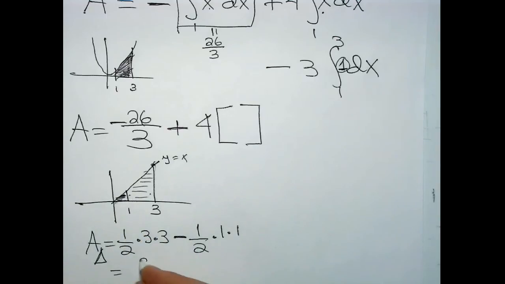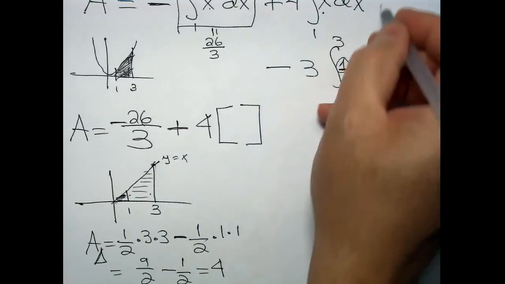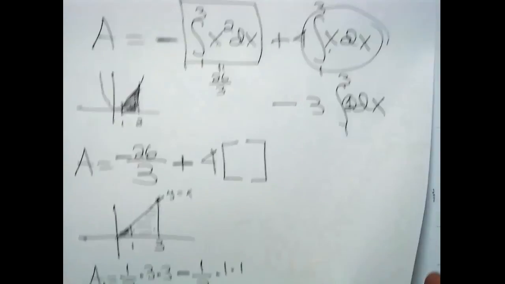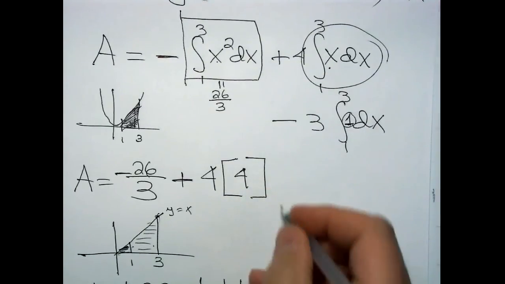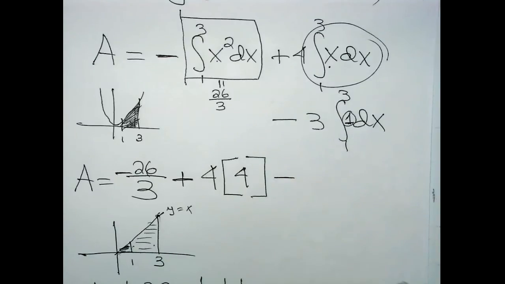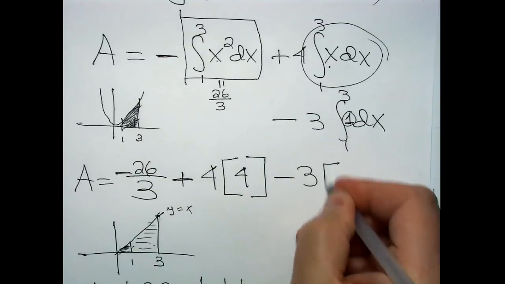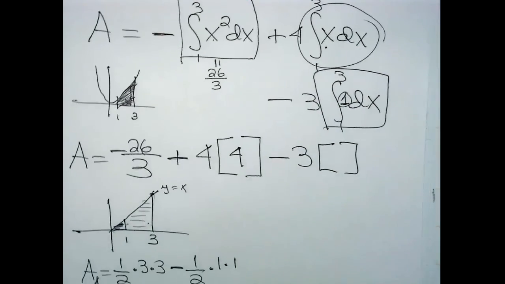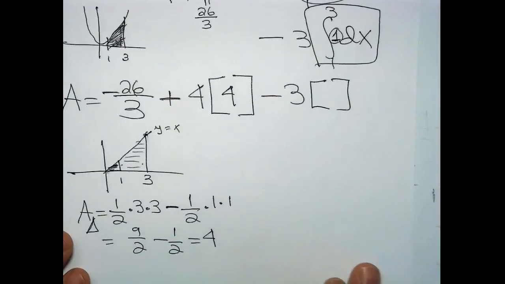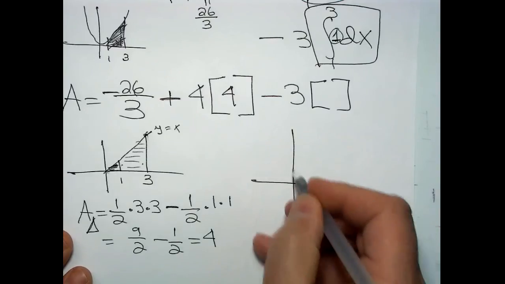What do we got here? 9/2 minus 1/2 is 8/2, or 4. So this integral here is worth 4. The area underneath the x curve, and I did it geometrically, minus 3. And this thing here says, give me the area beneath the curve y equals 1, from 1 to 3. So let's do that.